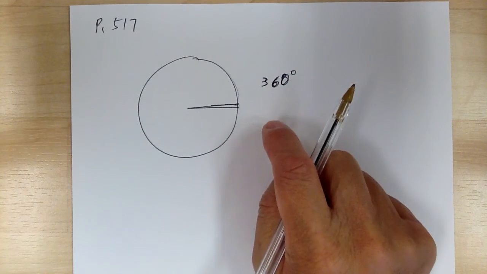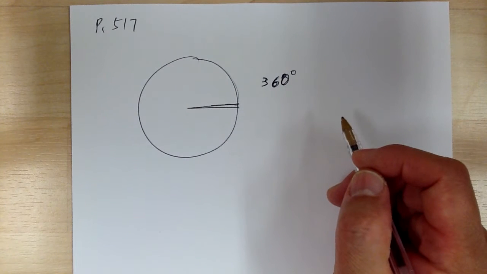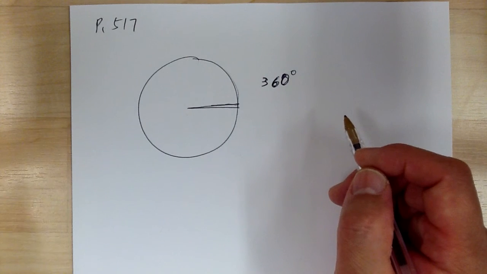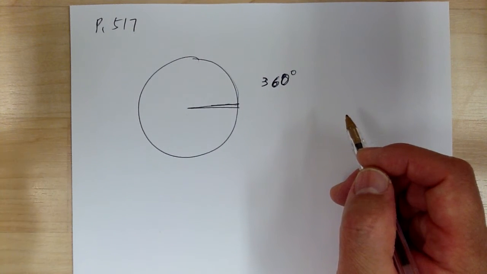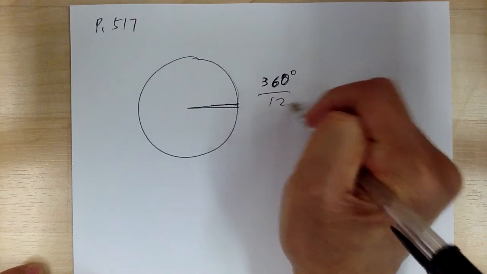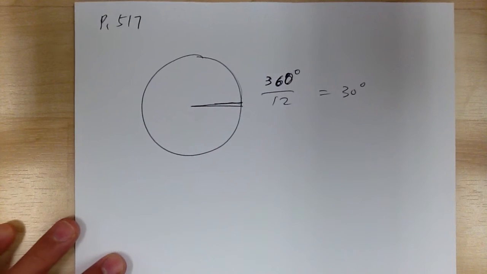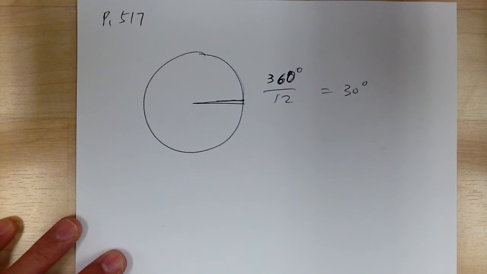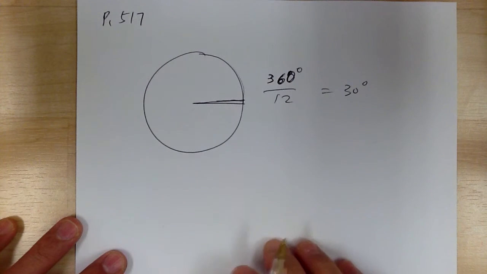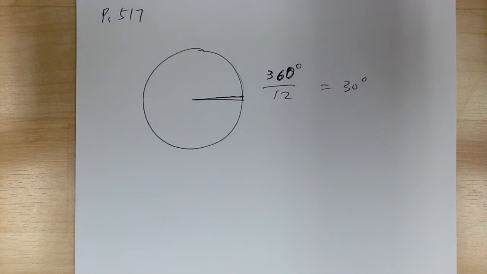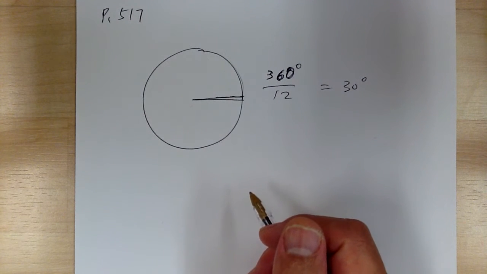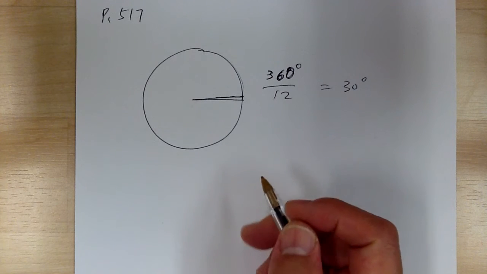Okay. Now, if you look on the clock, there are 12 numbers. So 360 degrees divided by 12 numbers will give you 30 degrees for each number. Okay. So if you want to have an idea what the degrees look like, just look on the clock. Each number on the clock is 30 degrees. Okay, so that will give you a better concept of the degree.